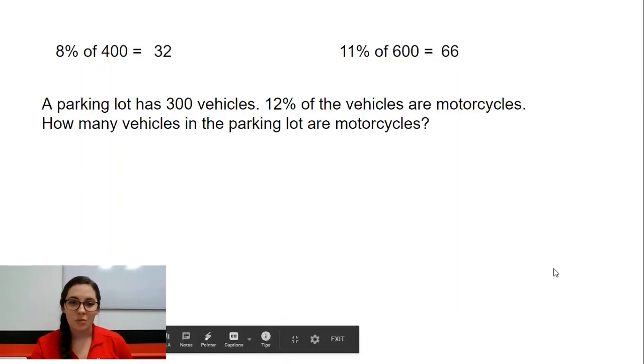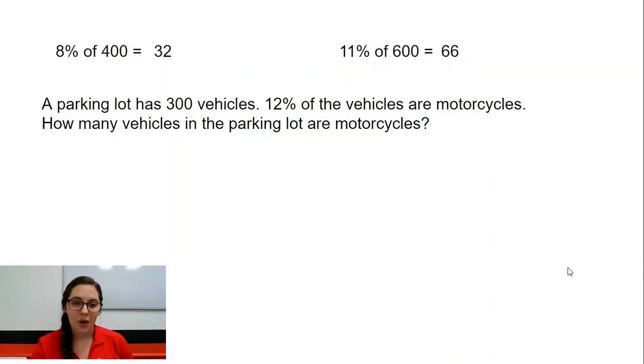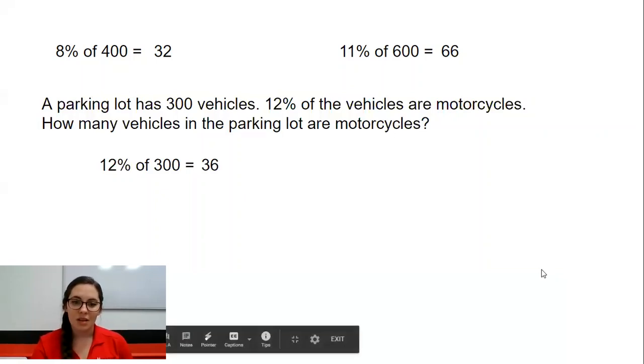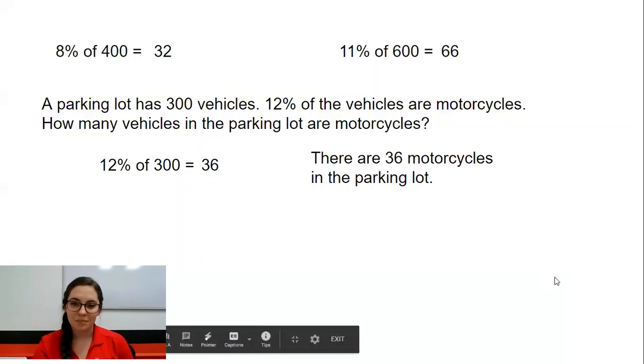Now I can apply this to word problems as well. So say I have a parking lot with 300 vehicles in it. And I know that 12% of the vehicles are motorcycles. And I want to know how many vehicles in the parking lot are motorcycles. Really what this question is asking is it's asking me to find 12% of 300. So again, since I have 300s and 12 from each of those, I can do 12 times 3 to get 36. So then I know that there are 36 motorcycles in the parking lot.